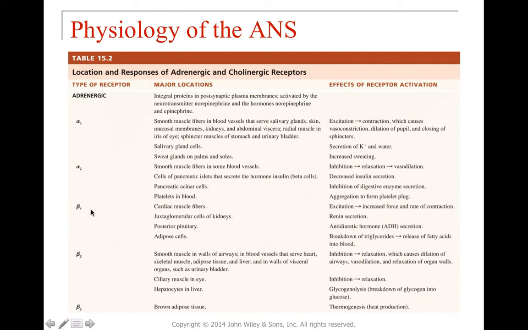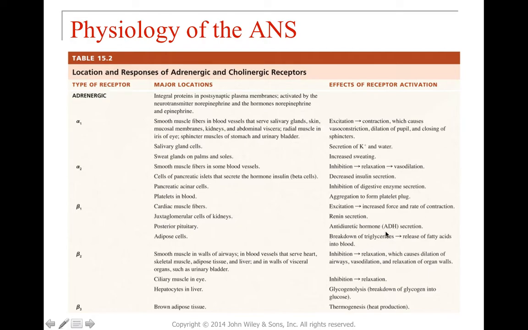The beta adrenergic receptor is involved in the cardiac muscle fibers, juxtaglomerular cells of the kidneys, the pituitary gland, and in fat cells. Now, if we can excite this, it's going to increase the cardiac muscle contraction, so increased force and rate of contraction, so you end up with an increased heart rate as well as an increased blood volume per pump. In the kidney cells, we can increase the secretion of renin. In the pituitary, we can end up with the secretion of ADH.